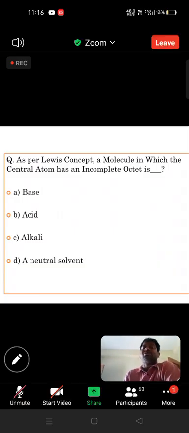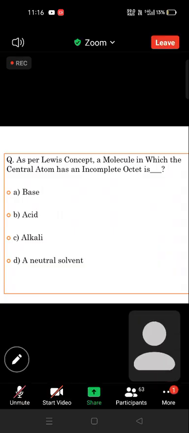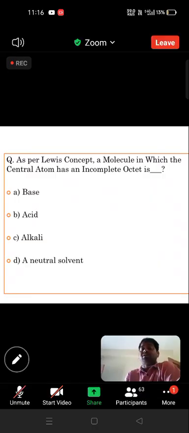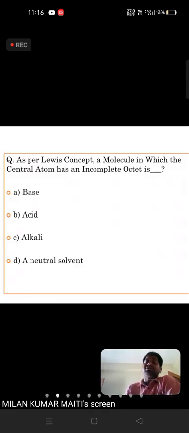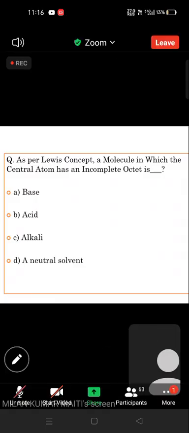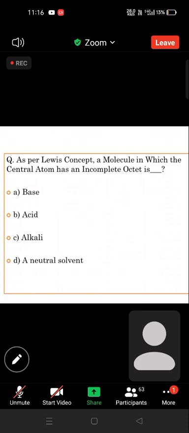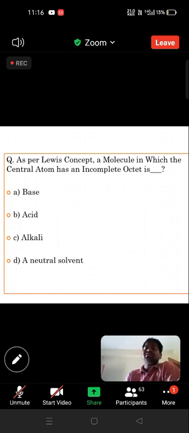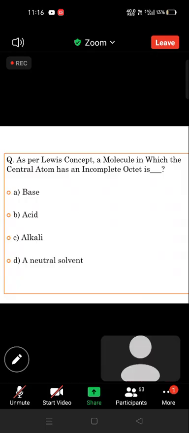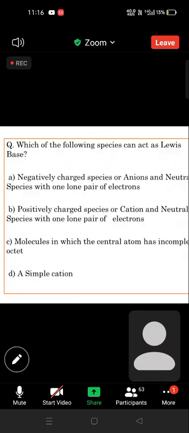Next one: as per the Lewis concept, a molecule in which the central atom has an incomplete octet is dash. What is the other name of a compound which has an incomplete octet, or a molecule which is electron deficient in nature? Which one is the correct answer? Acid or base? Acid.